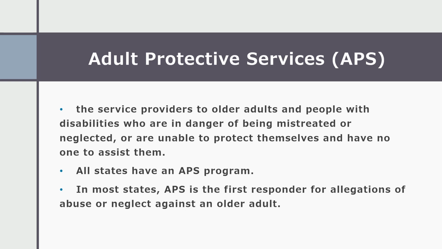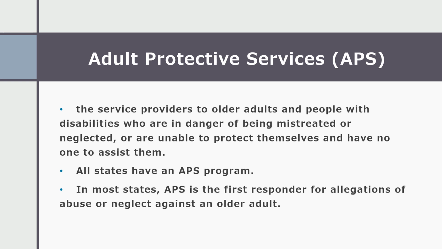Adult Protective Services, or APS, is an area that you will read about. This is the agency that is responsible for investigating reports of elder abuse. These are service providers to older adults and people with disabilities who are in danger of being mistreated or neglected. All states have APS programs, and in most states, APS are first responders.